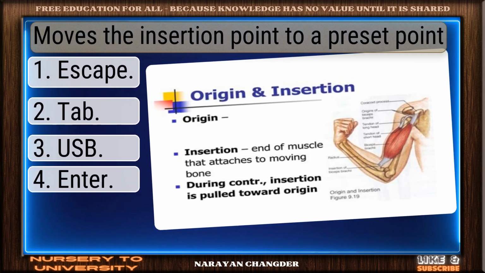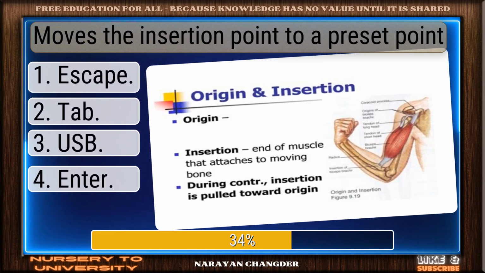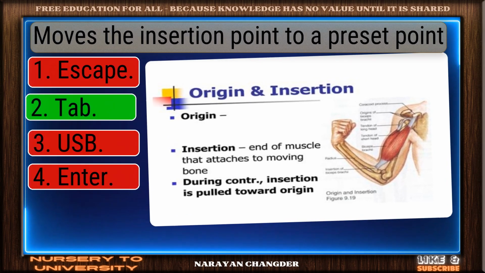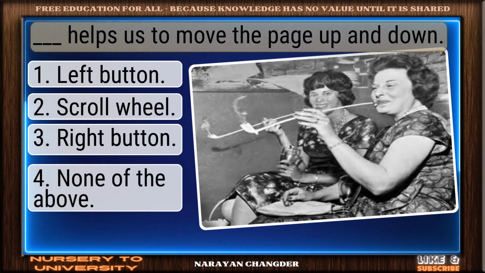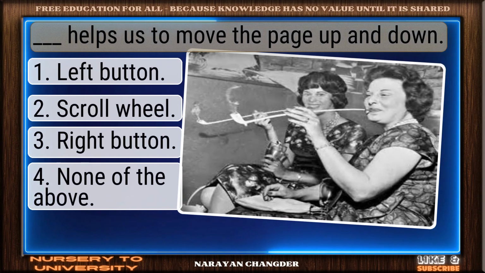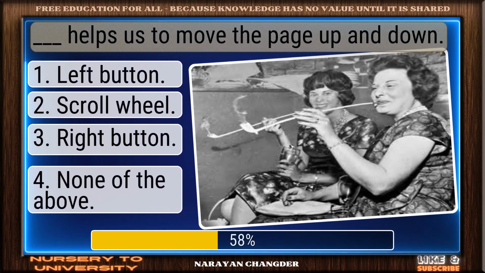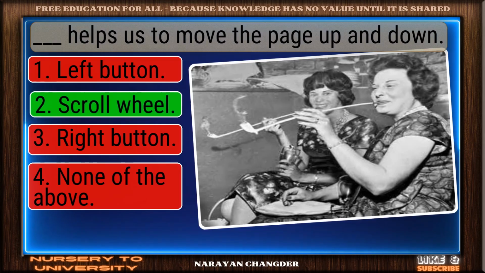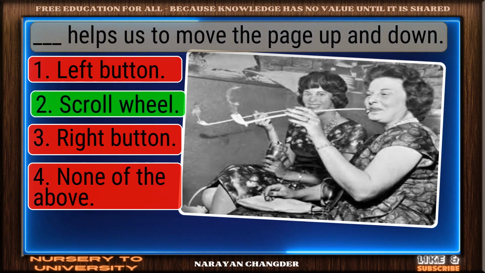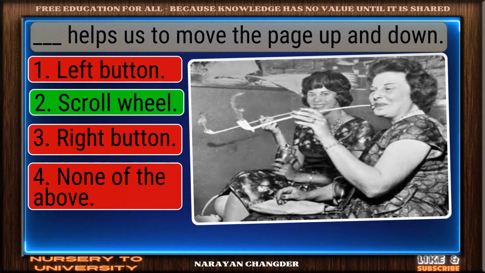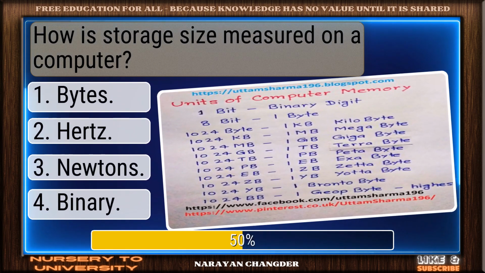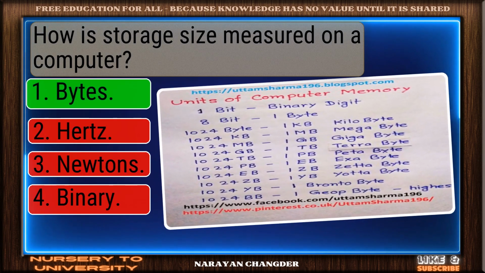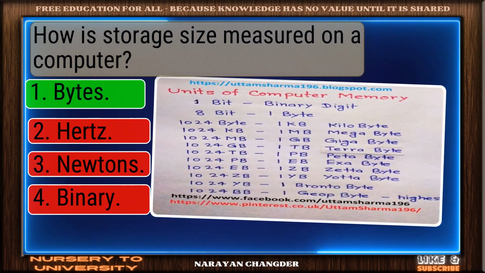Moves the insertion point to a preset point. Perfect. Tab is the correct choice. Dash helps us to move the page up and down. Strong choice. Scroll wheel is the right answer. How is storage size measured on a computer? Correct. Bytes is the right answer.